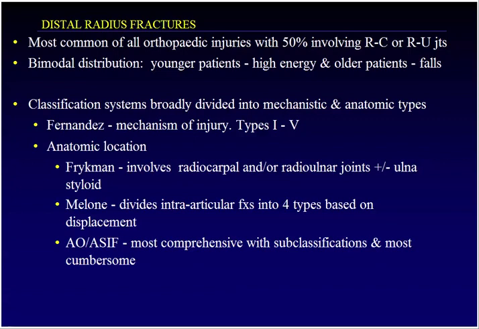The Fernandez classification scheme is based on the mechanism of injury. The Frykman classification scheme involves whether there's radiocarpal and or radial ulnar joint involvement. The Melone classification scheme divides the intra-articular fractures into 4 types. And then, of course, there's the very comprehensive yet cumbersome AO classification system for these fractures.